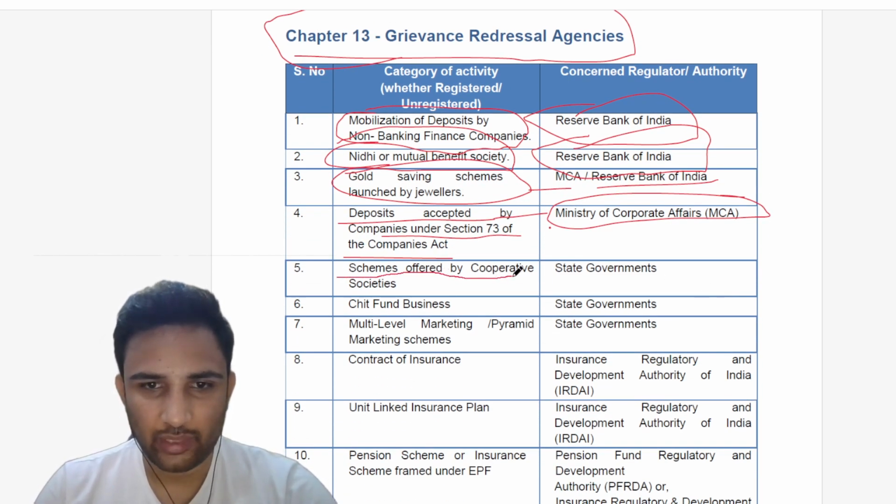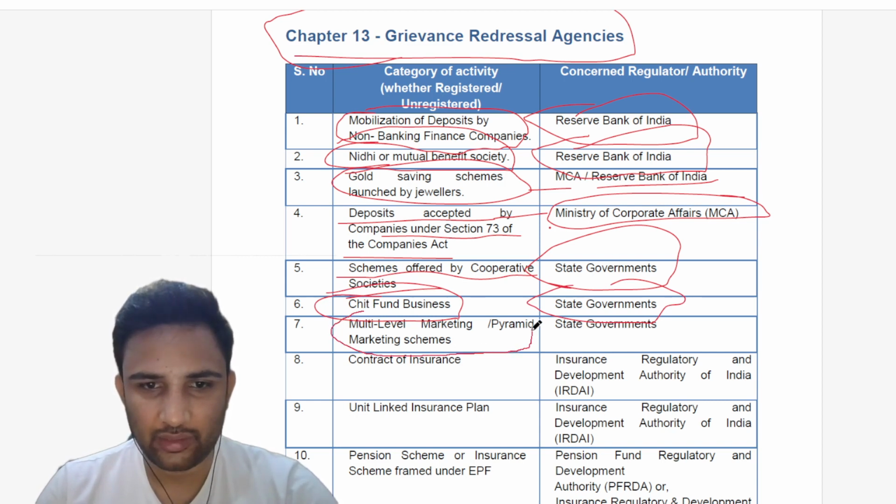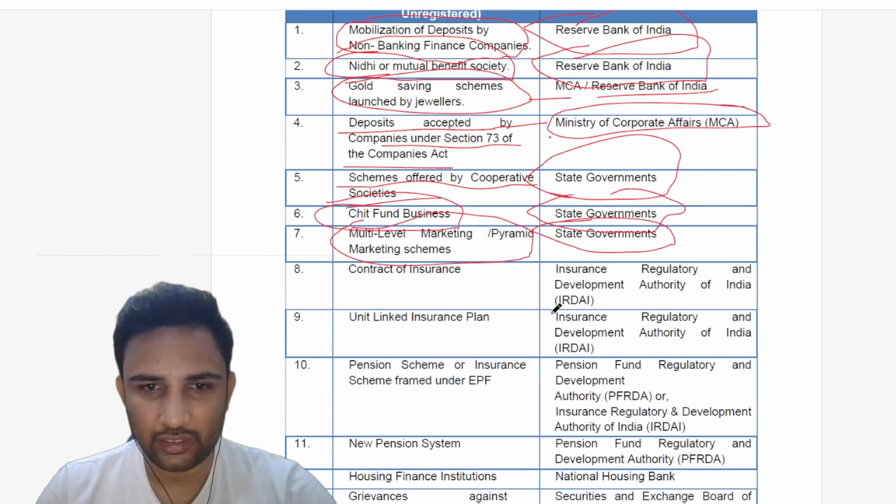If the schemes are offered by cooperative societies, then the state governments will take up the case. If it's a chit fund business, then the state government will take up the case. If it is a multi-level marketing or pyramid marketing scheme, then the state governments will take up the case.